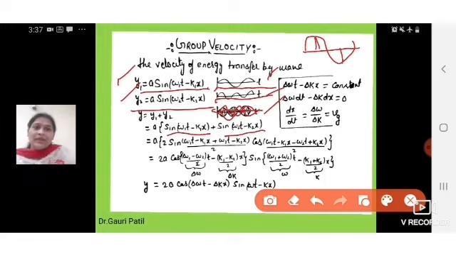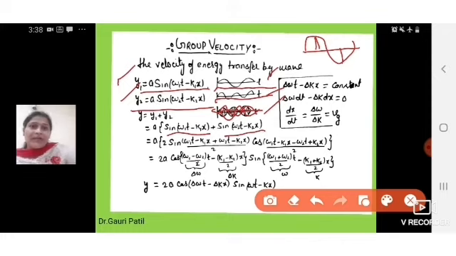No dear students, here what we have done is sine of a plus sine of b. What is the mathematical formula for sine of a plus sine of b? It is 2 sine of a plus b upon 2 into cos of a minus b upon 2. So this formula we have used here. Remember once again, sine of a plus sine of b is equal to 2 sine of a plus b upon 2 into cos of a minus b upon 2.